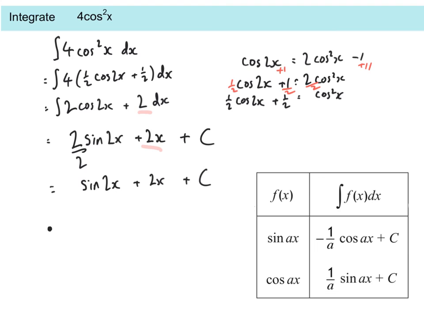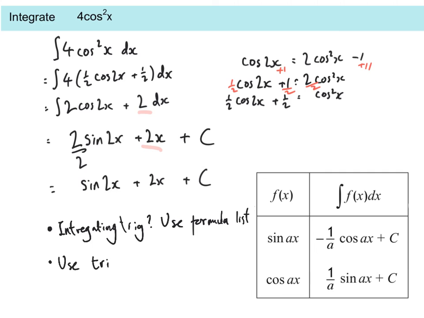Our key takeaways from this should be, if we're integrating trig, use your formula list. There is no point wasting brain cells on memorising these rules if they're provided to you on your formula list. Also, for more complicated ones like the one on this page here, be prepared to use your trig identities where appropriate. And again, no point remembering those because they are also provided on the formula list.